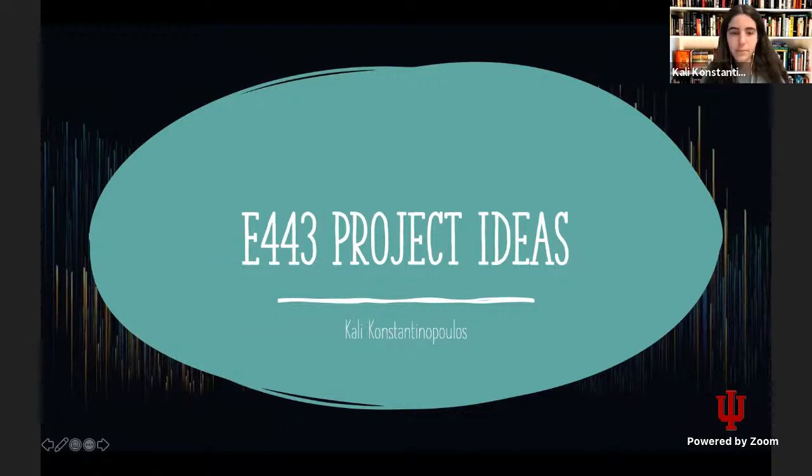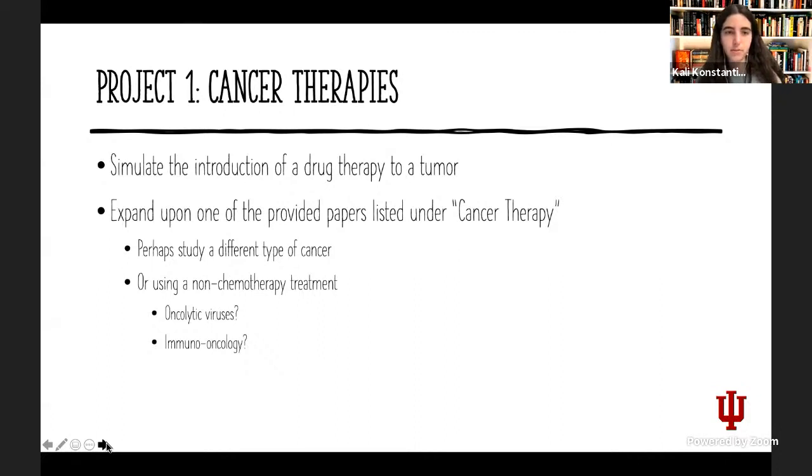All right, so I have three main project ideas at this point. The first is cancer therapies, pretty straightforward, simulating the introduction of a drug therapy to a tumor, likely expanding on one of the provided papers listed under cancer therapy, perhaps looking at a different type of cancer than the ones that have been previously explored, or maybe trying to implement a non-chemotherapy based treatment. From what I'd seen, all the papers, I think, were pretty focused on chemo. So there are some ideas to maybe introduce oncolytic viruses as a chemical species in CompuCell, or somehow incorporate immuno-oncology into all this. Not 100% sure how that would work, but I feel like there might be a way to do it.